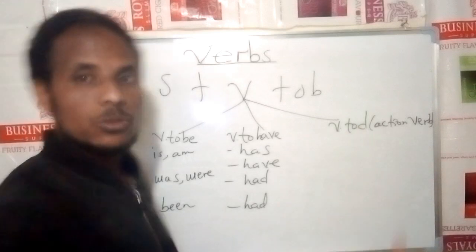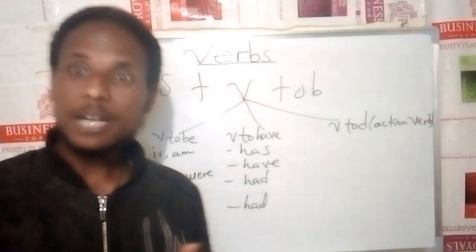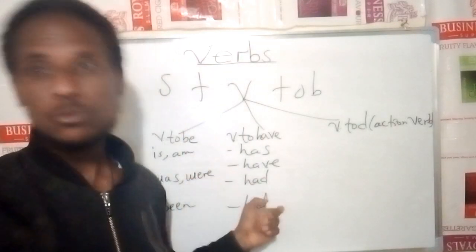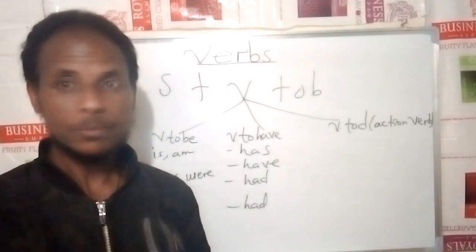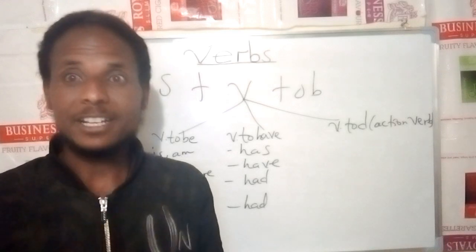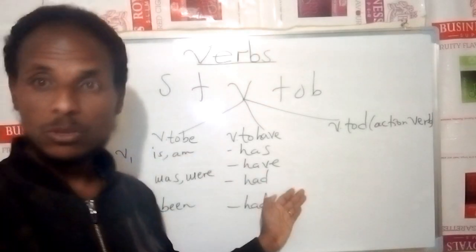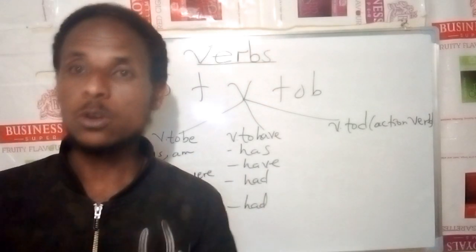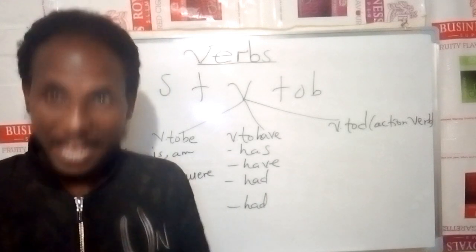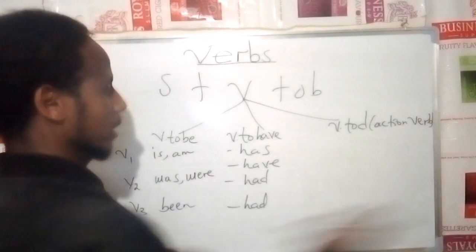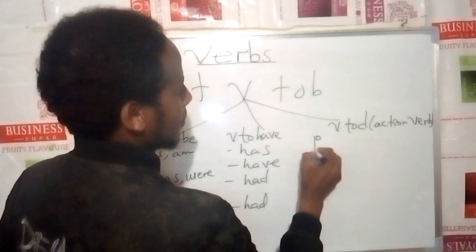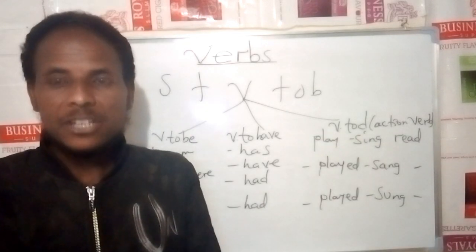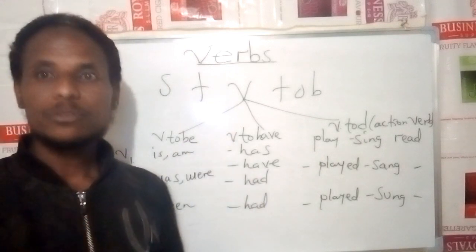What about the verb to do or action verbs? After identifying the verb to be and the verb to have, it's very easy to know the main verbs or action verbs, because all verbs in English except the verb to be and the verb to have are called the verb to do, main verbs, or in a sense action verbs. Here are some examples of action verbs. Our daily conversation is based on those types of verbs.